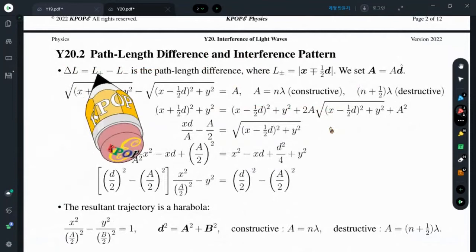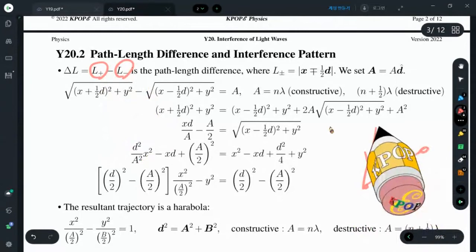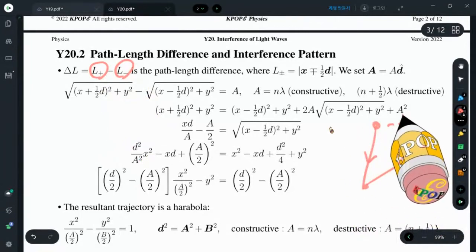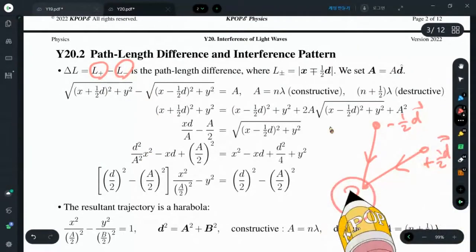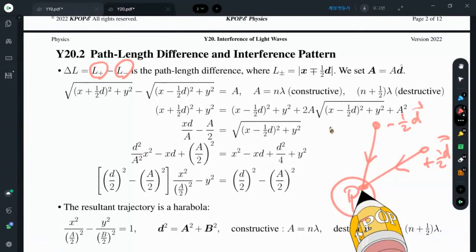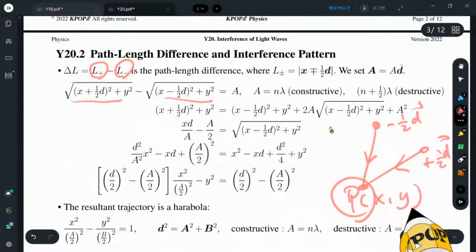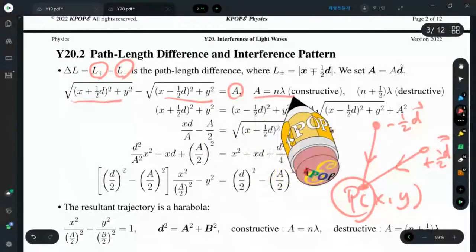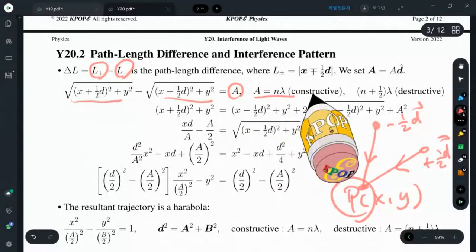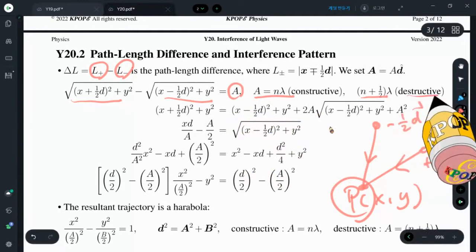The path length difference between the two sources at minus 1/2 of d and plus 1/2 of d, and the point of interest where we measure the interference pattern, with point coordinates x comma y, is obtained by subtraction. If it is an integral multiple of lambda, it is constructive, and if it is a half-integral multiple of lambda, then it should be destructive.